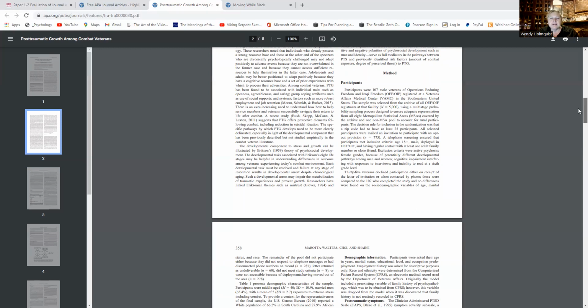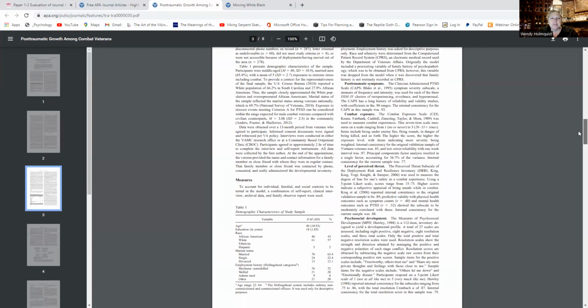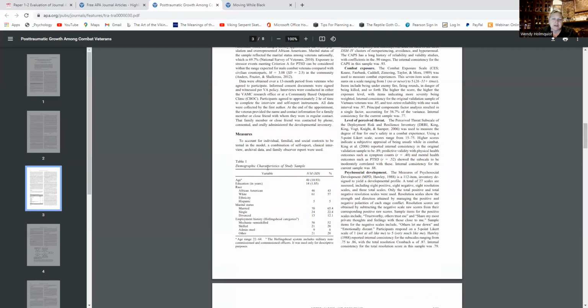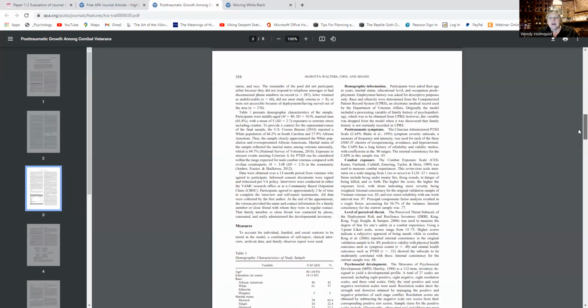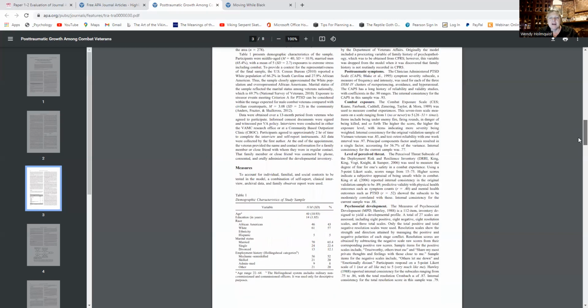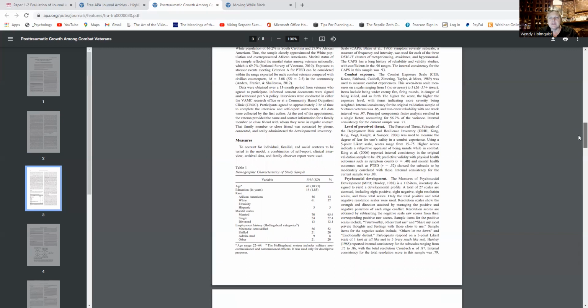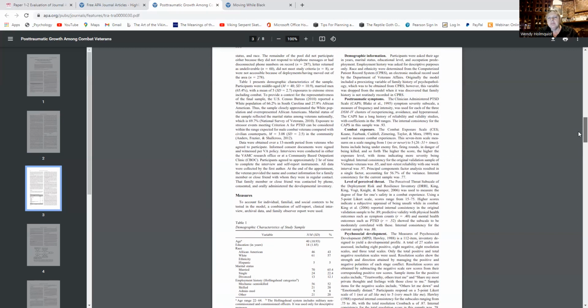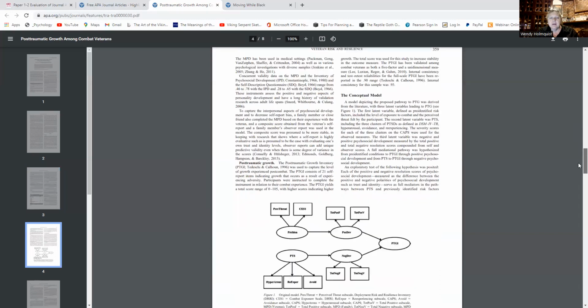And down lower, it's talking about your measures. These are the things they're measuring, their demographics: education, age, race, marital status, all those kinds of things. So this participant section is quite long because they have a lot of different things that they're looking at. They're looking at combat exposure, PTSD, okay.